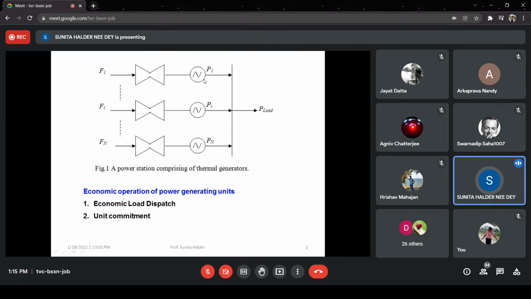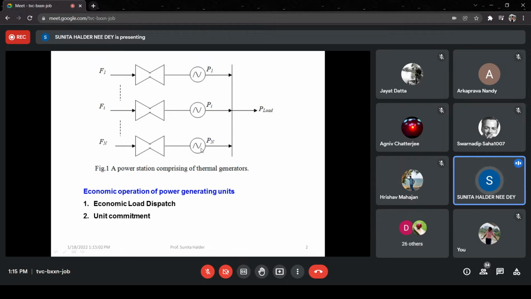So if there are n generators P1, P2, Pi, Pn, then these are the units of the plant. Figure 1 shows a power plant with n generators. Here we are assuming all are thermal power generators. Now, economic operation: how can the plants operate their units economically? Actually, there are two parts to it. One is economic load dispatch and the second is unit commitment.